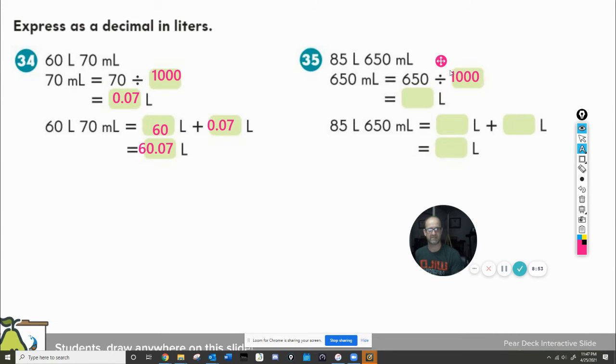650 divided by 1,000 equals 65 hundredths of a liter. Then you're doing the 85 liters and 65 hundredths of a liter, and you're getting 85 and 65.